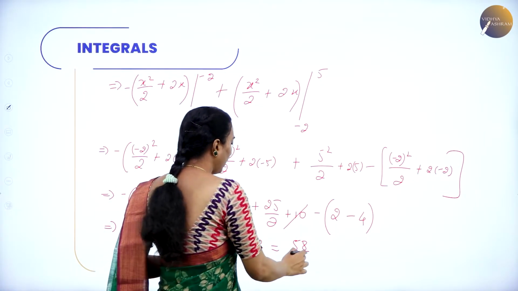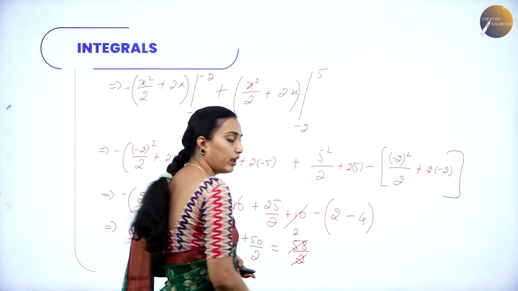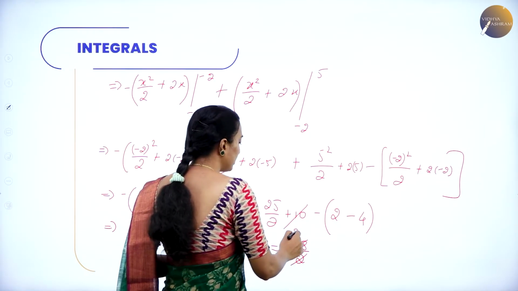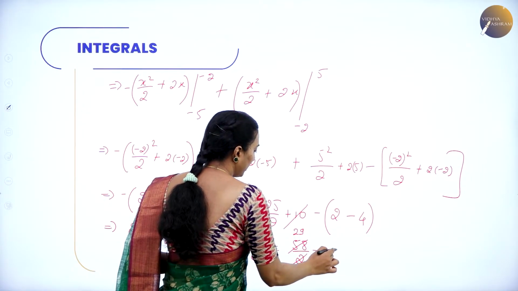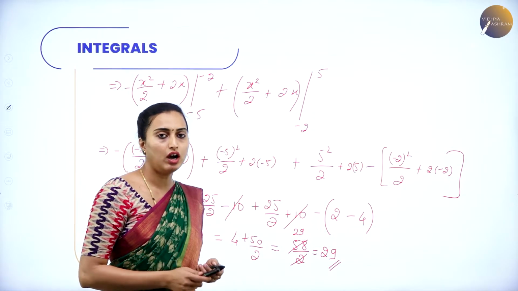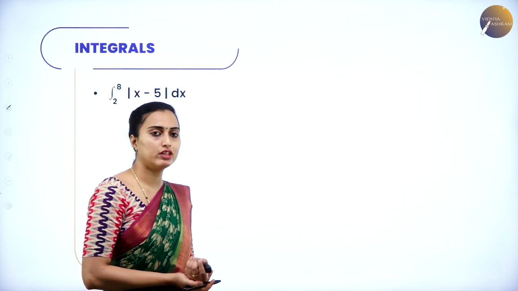Otherwise, you can have 2 2s are 4, again 18, which is 2 9s are 18, isn't it? Which is nothing but 29. This is your final answer, dear students. We'll move on to the next problem that they've asked.